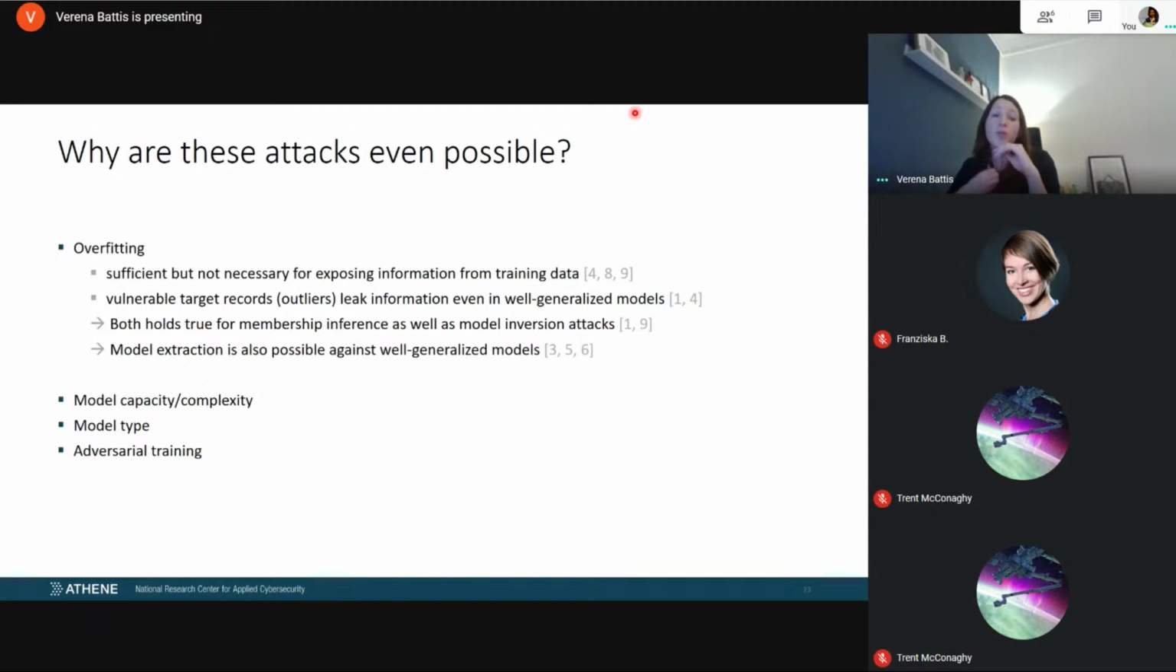The third point I want to mention is adversarial training. Adversarial training is used to make your model more robust against adversarial examples. But it's also shown that adversarial training increases the risk of successful privacy attacks, as already mentioned, membership inference and model inversion attacks. And last, I want to name the dataset structure.